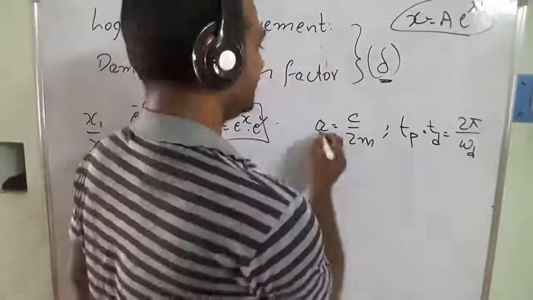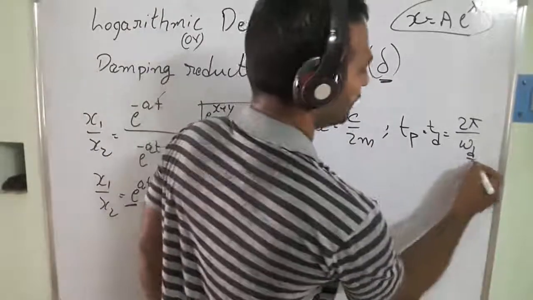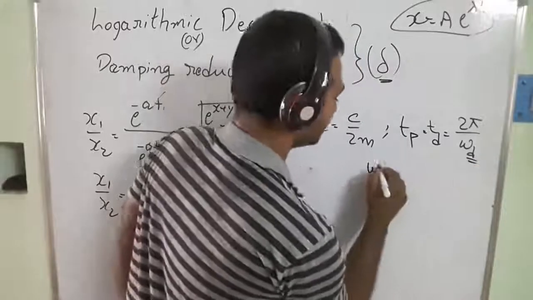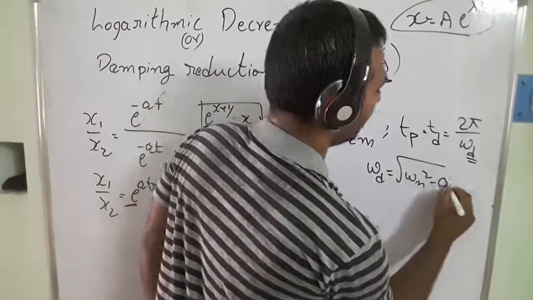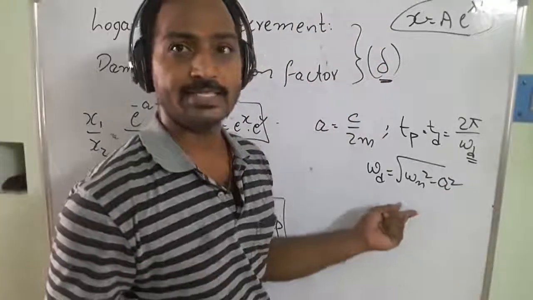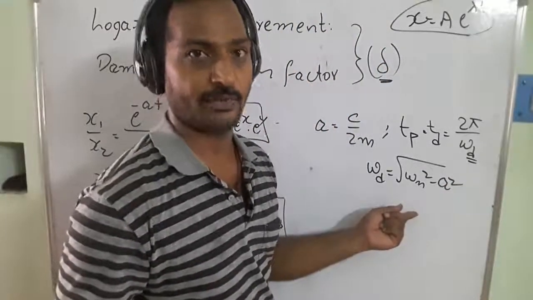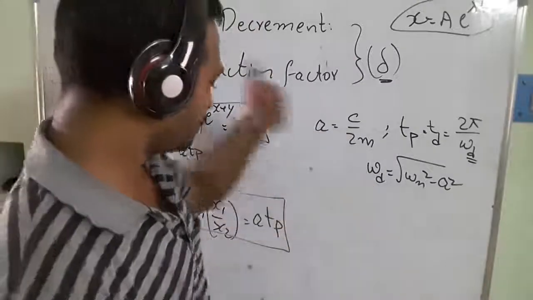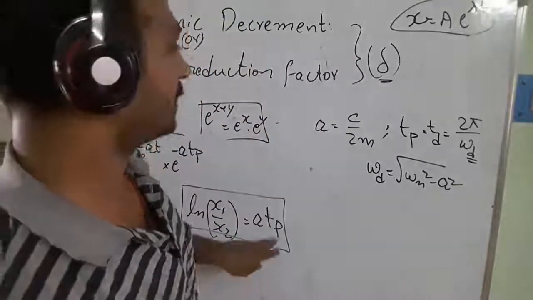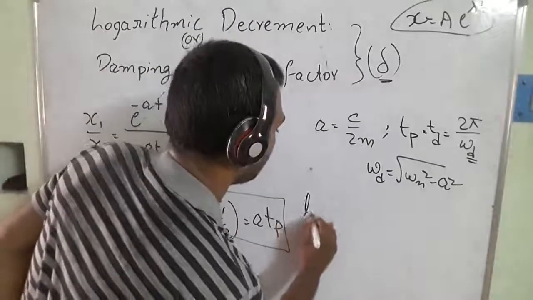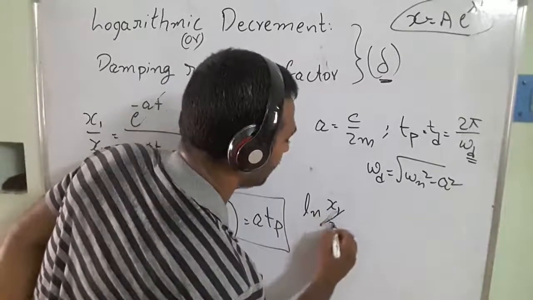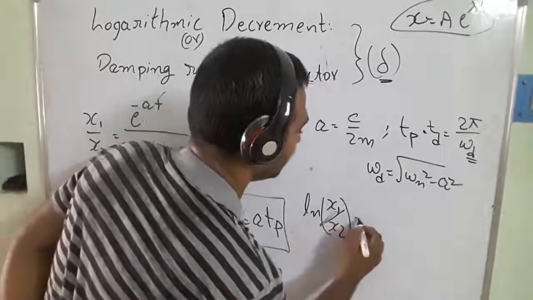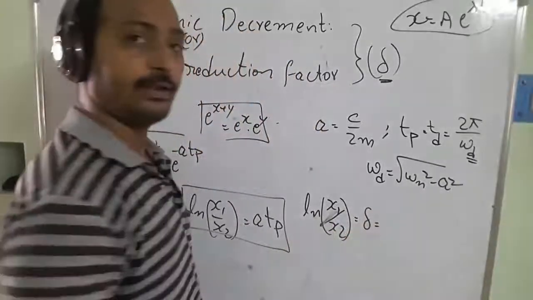So we know that a is equal to c by 2m. So what is the omega d? As we know, the circular damped frequency is going to be the square root of omega n square minus a square. Right? This is what we have seen in the last equations. So then I am going to be substituting all these equations in this part.